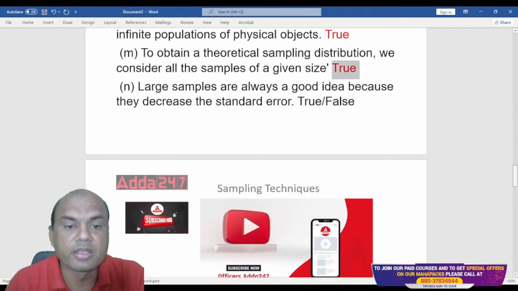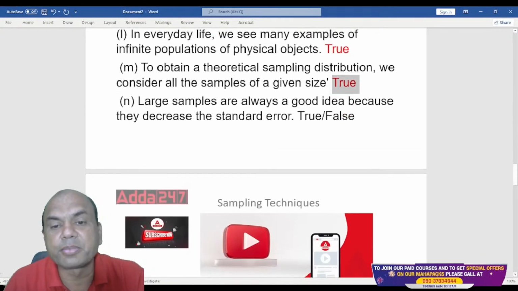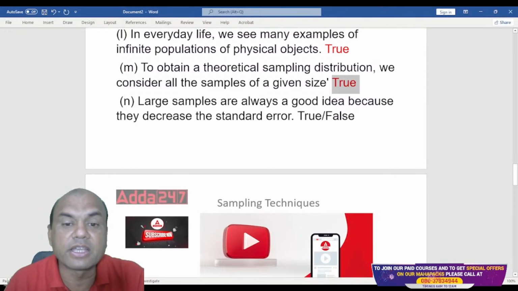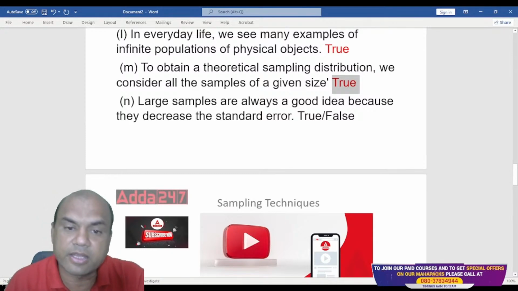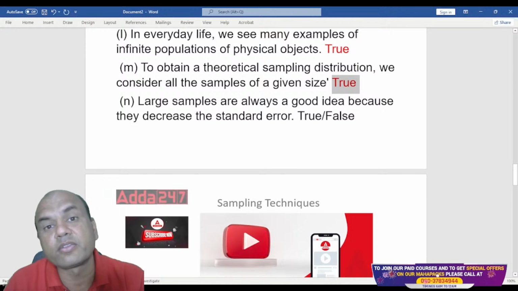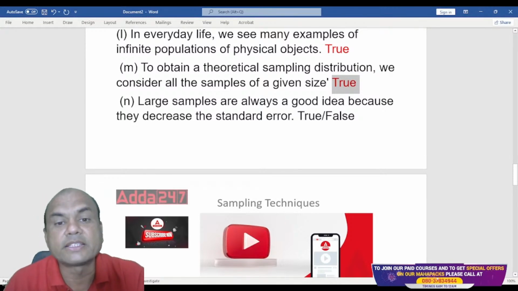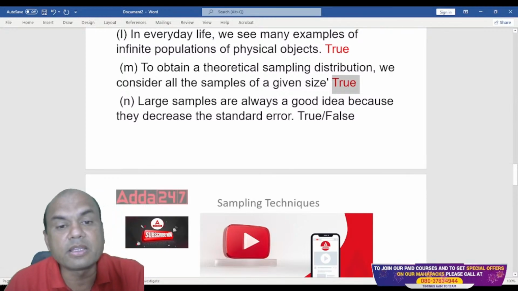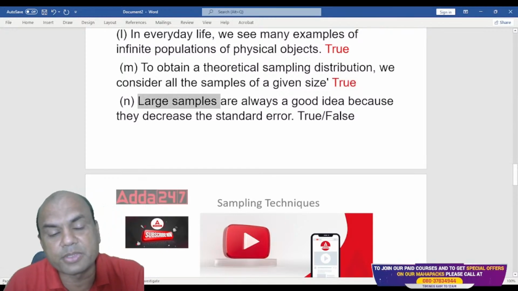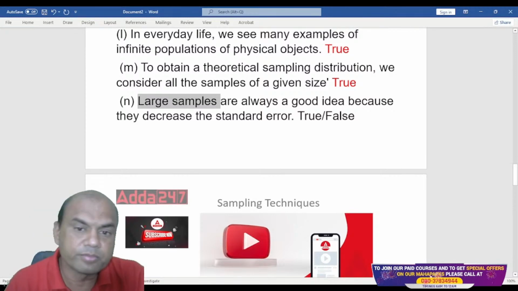Next one. Larger samples are always a good idea because they decrease the standard error. So if I have larger samples, will it decrease my standard error? Yes, they will decrease. Just now we saw it in one of the above questions: as the sample size increases, the standard error will decrease. So does it mean I must always go for larger samples? Is it true?